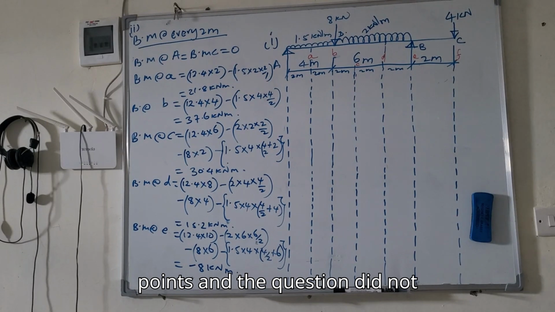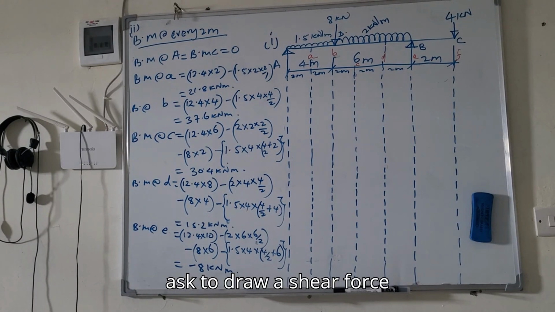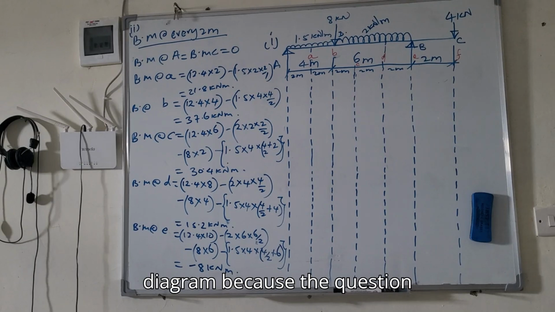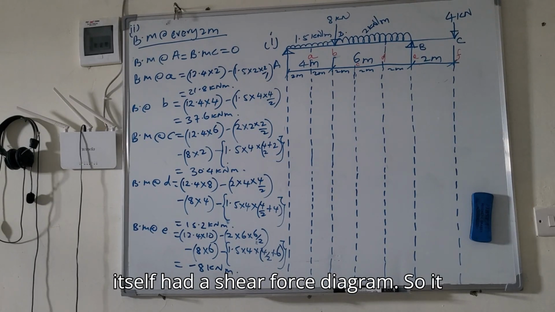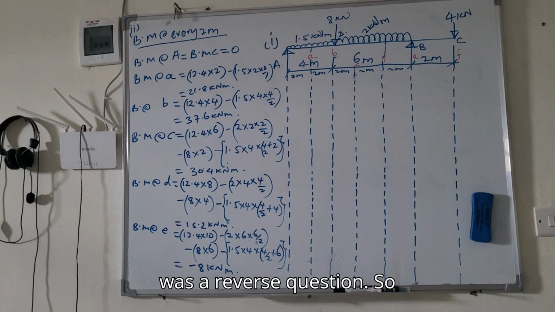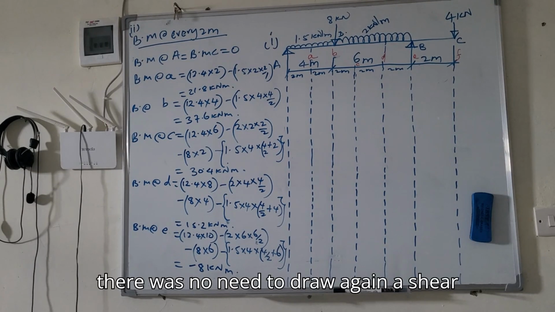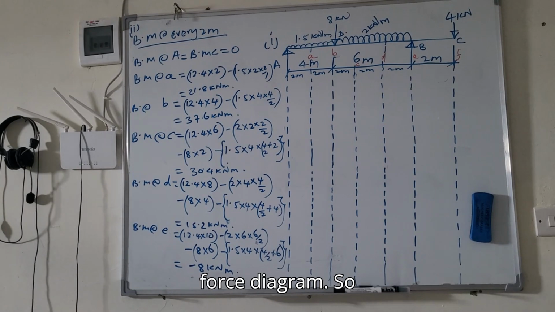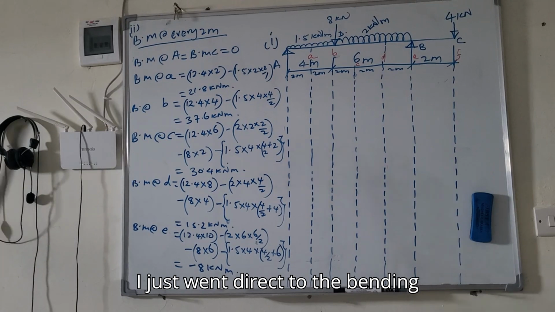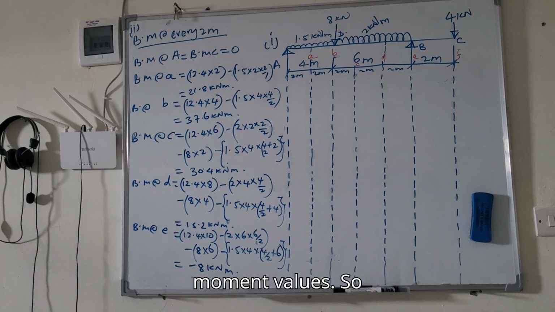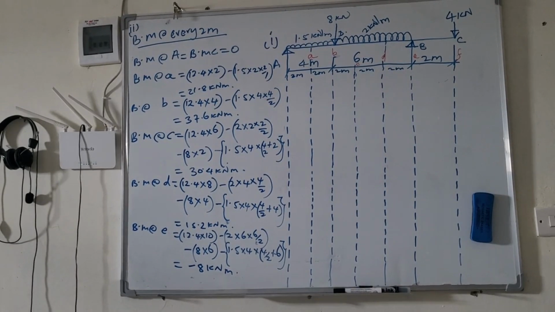And the question did not ask to draw a shear force diagram because the question itself had a shear force diagram. So it was a reverse question. So there was no need to draw again a shear force diagram. So I just went direct to the bending moment values. So now we can draw our bending moment diagram. So let me use another pen.